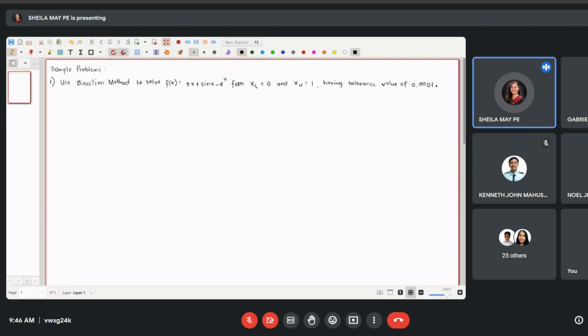Okay, so for this bisection method, everyone, what's the formula again for our bisection method? That should be x sub r equals x sub l plus x sub u divided by 2.